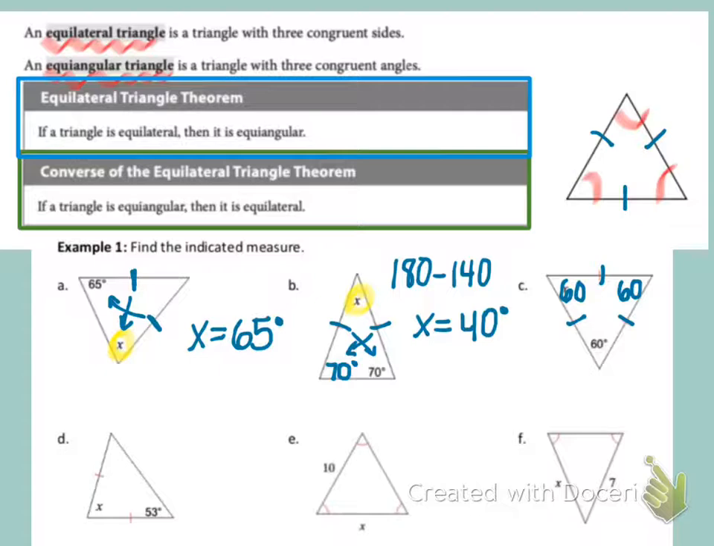If we wanted to add an add-on for this equilateral triangle theorem, we could say, in other words, all angles equal 60 degrees. So that's a fixed measure in an equilateral triangle. That's the only way it will work, that they're all equal, is that each one of them is a third of 180, which is 60 degrees.